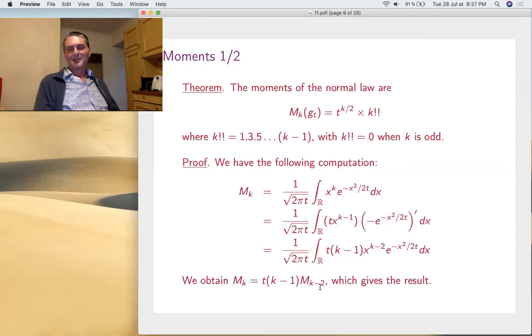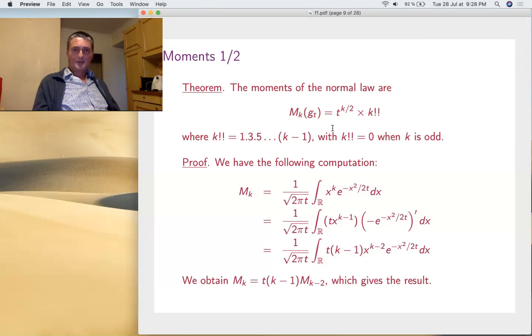Of course, if k is odd, we end up at the first moment, which is 0. So it's 0. So that's your formula. And of course, the powers of t are exactly these ones. You see, when you make the descent by 2, it multiplies by t. So it's somehow the square root of t which matters there. So these are the moments.